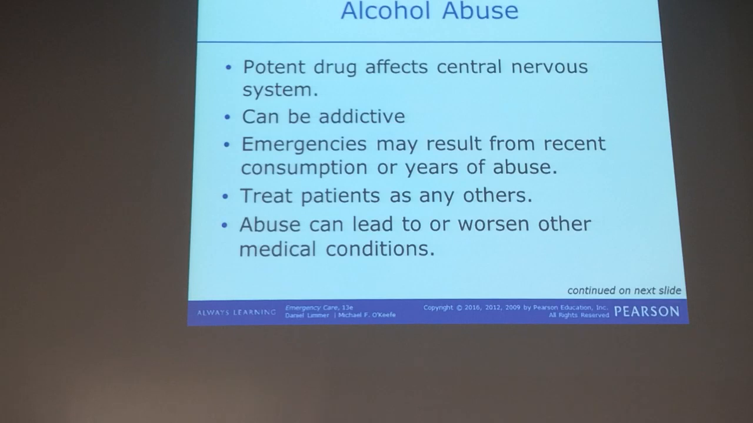Alcohol abuse has some potent effects on the central nervous system. It can be very addictive. Emergencies result from recent consumption or years of abuse. We have to treat these patients as any others, and abuse can lead to worsening of other medical conditions. They can start to get sicker in other areas. A lot of these people are very malnourished because all they're doing is drinking alcohol, so we have to treat for that as well.